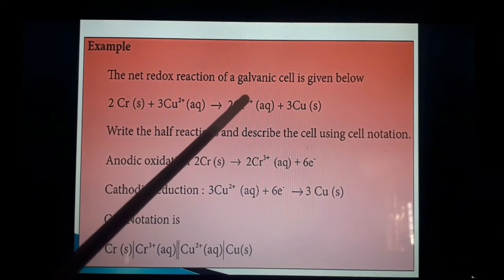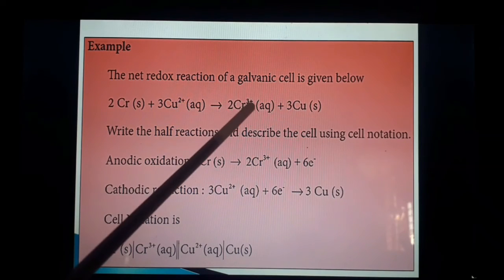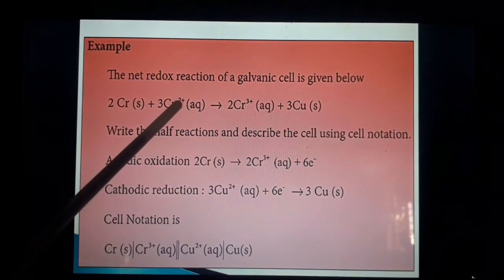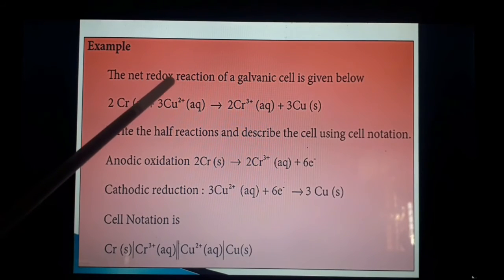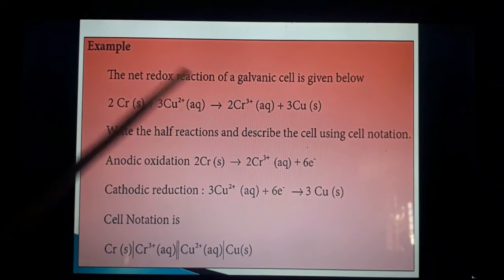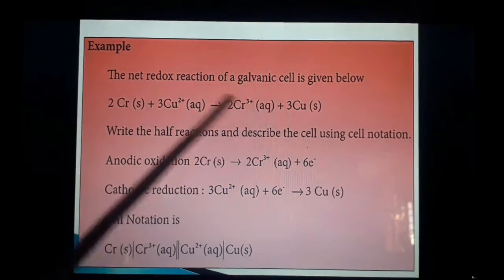Chromium changes to 3+, so one atom releases 3 electrons. 3 into 2, 6 electrons. Each copper 2+ ion accepts 2 electrons, therefore 3 into 2, 6. The 6 electrons released by chromium are accepted by copper. Okay, this is the equation.